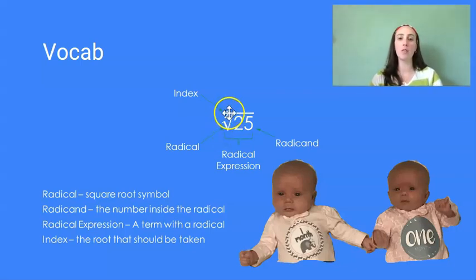If there is no little number written, it's assumed that we're taking the square root. It's assumed that that little number that should be there, that index, is 2. So you might see the 2 there, but most of the time you will not see the 2. So if there's no number, the index is 2. Otherwise, you will always see that index written.